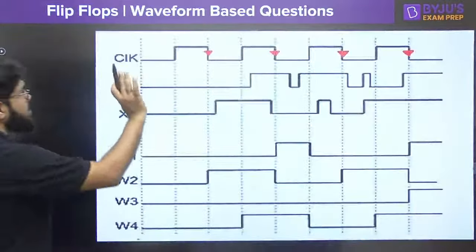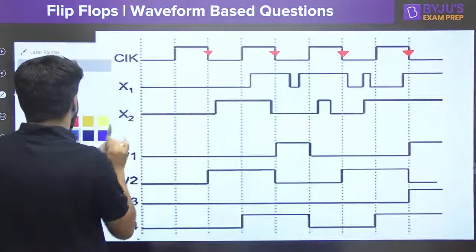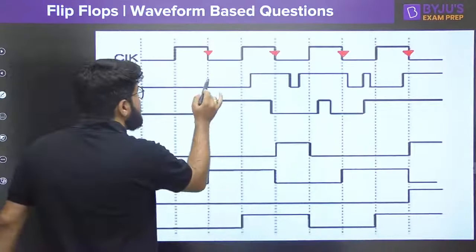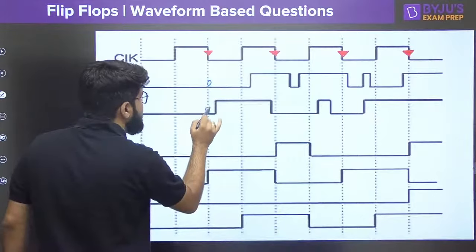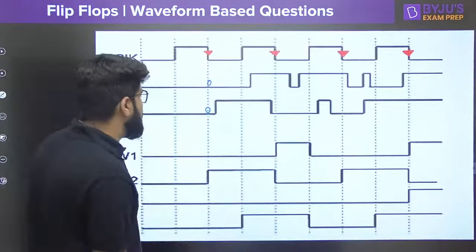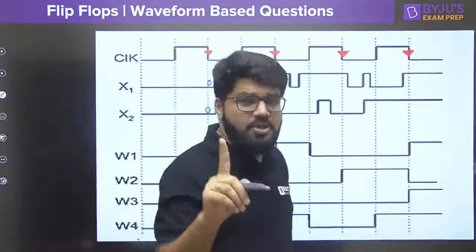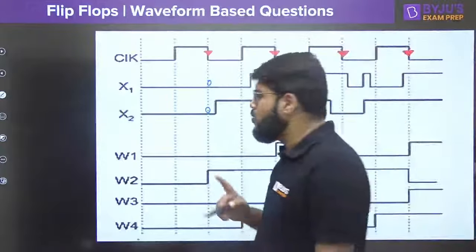So when the first clock edge is coming, what are X1 and X2? Let me read down these values here. This is 0 and this is 0, right? So the next state of both flip-flops is 0, and 0 into 0 will be 0. So at the first negative clock edge, the output should be 0.